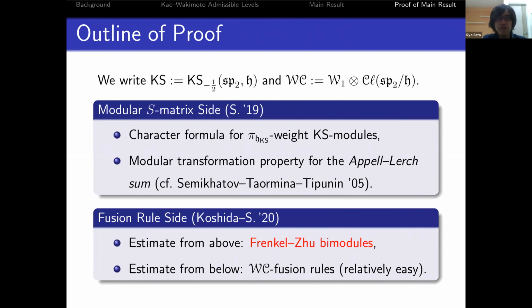So this is the outline of our proof. Unfortunately, we need to restrict ourselves to the smallest case. Later I will give some comments on the obstruction of the higher cases. Anyway, if we consider the smallest rank cases, we write KS for the Kazama-Suzuki VOSA and WC for the tensor product of the Weyl VOA and the Clifford VOSA.